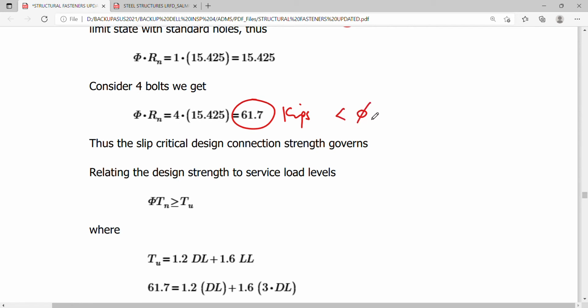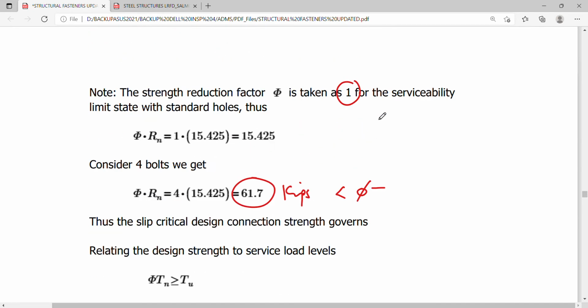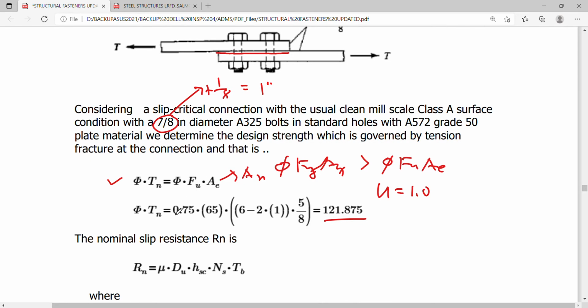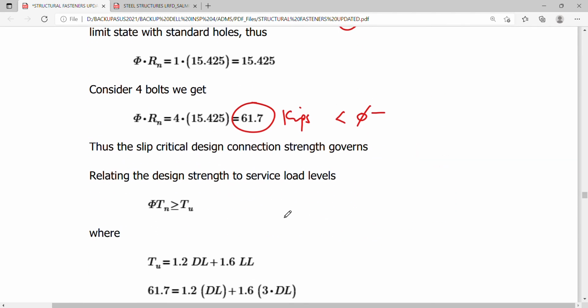Okay, so this φ. So what variable did he use here? So this is φTn, 121.875.